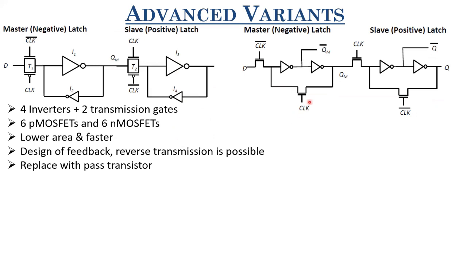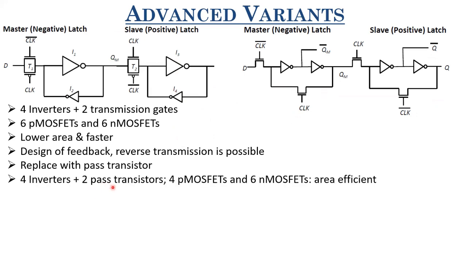Once we do that, here also we have four inverters plus two pass transistors. So the total number of MOSFETs becomes how much? It's still 12, right? Because these four inverters give 8, plus these four, 12. However, it's area efficient, right? They are having the same area. This is something which is wrong. It's actually 4 P MOSFETs, but not 6 N MOSFETs. It should be 8 N MOSFETs. That is wrong.